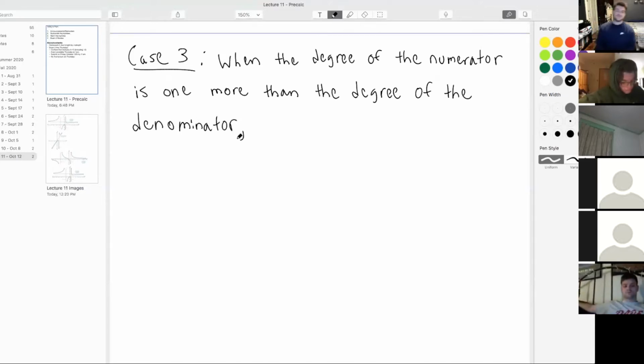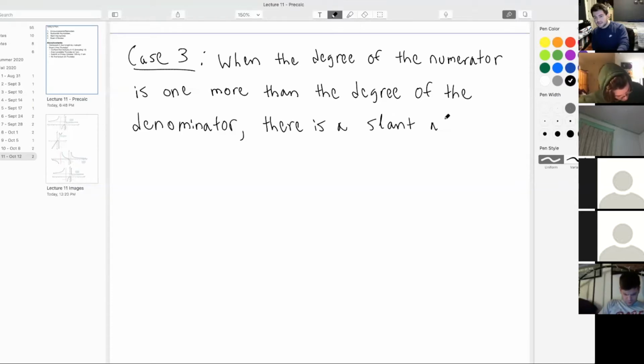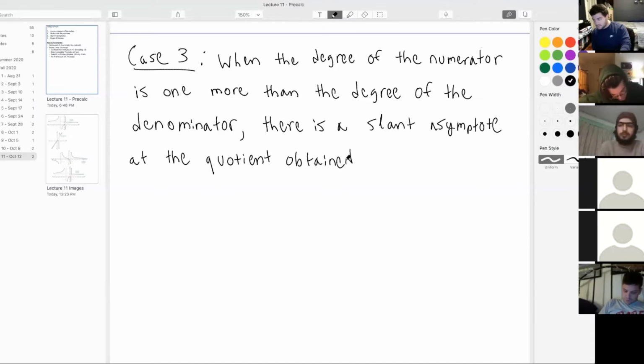Okay, so that is the scenario when the degree of the numerator is just one higher than the degree of the denominator. What is the conclusion? What's the asymptote behavior? Okay, so here it is. There is a slant asymptote at the quotient obtained by dividing the polynomials.